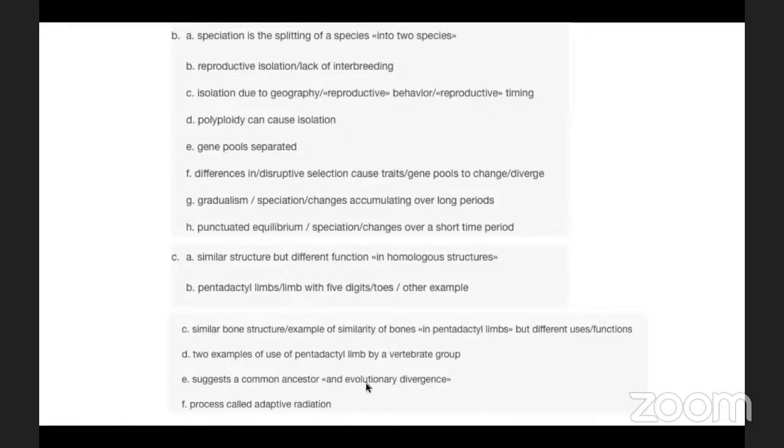Macam mana nak ingat benda ni? Adaptive radiation. Kita dah tahu evolutionary divergence, benda tu berpisah. Radiation, it will give you an image of something yang kat tengah macam matahari, benda tu radiate keluar. That's why it's adaptive radiation. One species radiate, berpisah kepada banyak species to adapt to the changes in the environment. I think that's all for genetics that we will do.